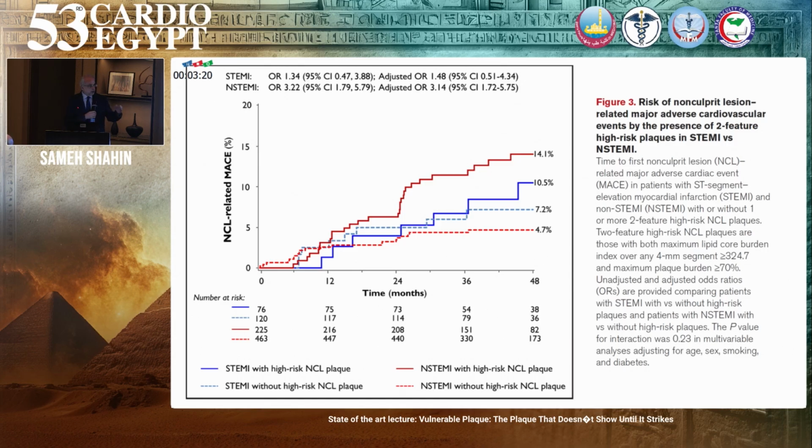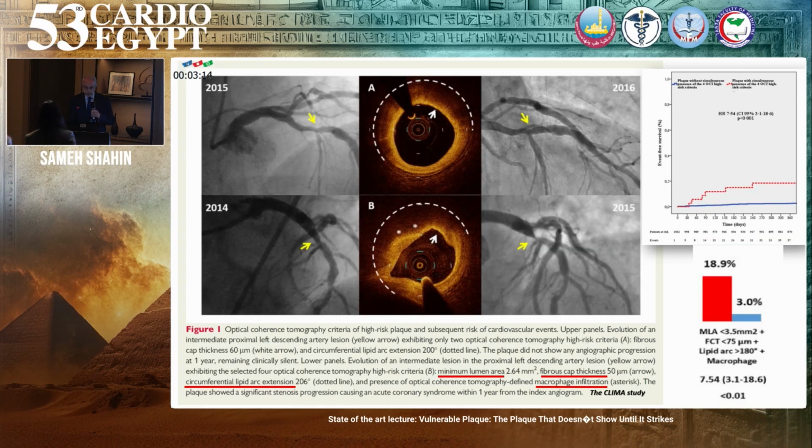Again, we can prove that these patients are at higher risk for future events than patients without these criteria. This is very important for imaging. And this is the CLIMA trial. As you can see, very beautiful evidence from the OCT. The first one has no evidence of vulnerable criteria, and on follow-up after 1 year, the patient has the same stable plaque.